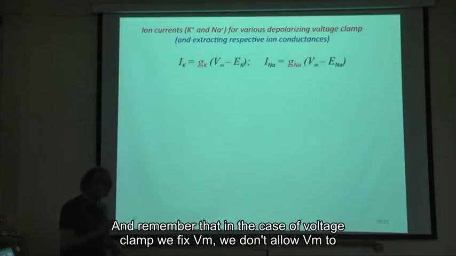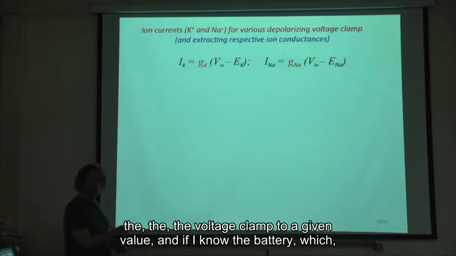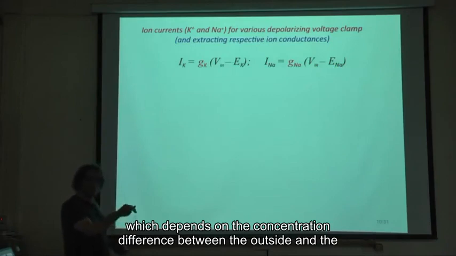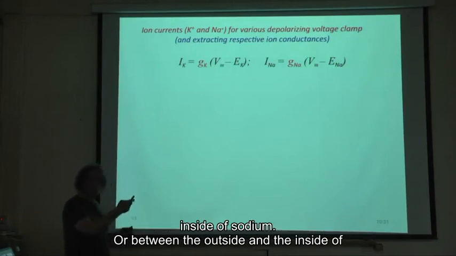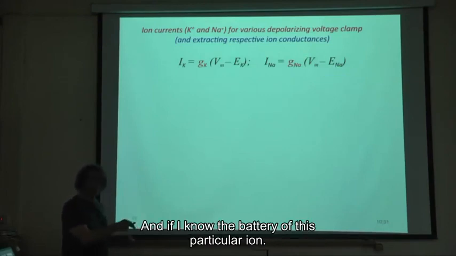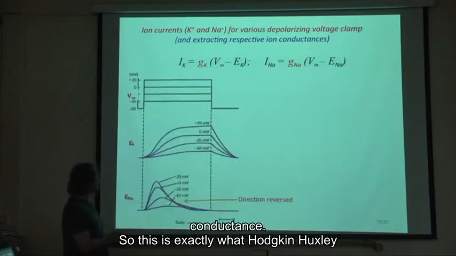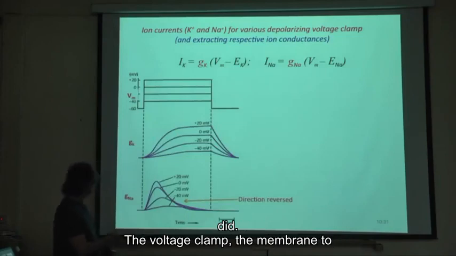And remember that in the case of voltage clamp, we fix Vm. We don't allow Vm to change. So if I fix the voltage clamp to a given value, and if I know the battery, which depends on the concentration difference between the outside and the inside of sodium, or of potassium, and I know the current that I measure, I can then extract the conductance. So this is exactly what Hodgkin and Huxley did.